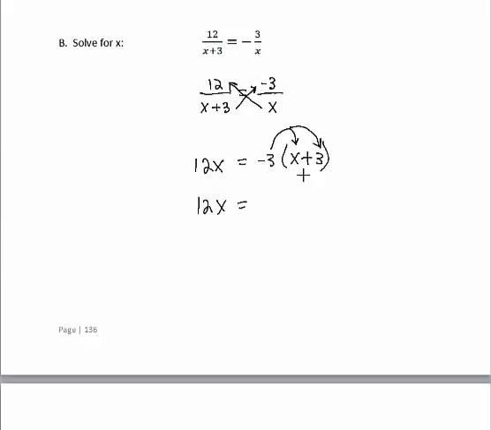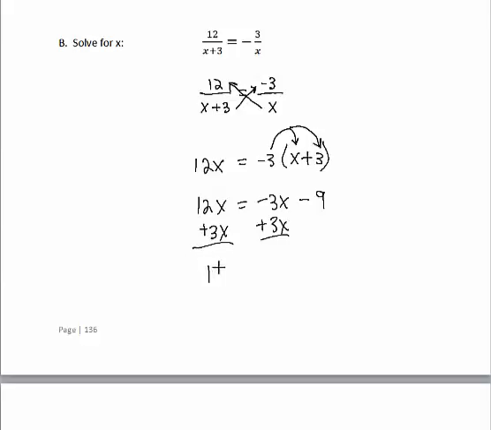And at this point we distribute to remove the parentheses, giving us a negative 3x. Negative 3 times 3 is a negative 9. We have x's on the opposite sides of the equation, and I want to combine like terms, so I take this term with the x, I do the opposite and I add it to both sides.